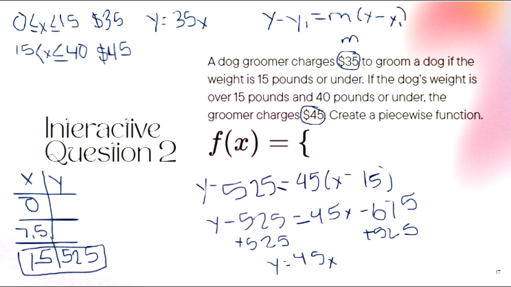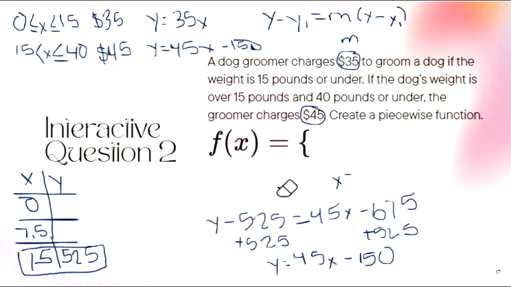And that is going to give us y is equal to 45x, and then I'm getting my calculator for that. That gives us 150 plus, oh no, it's minus. I apologize. Minus 150. Okay, so there's our formula for number 2. y equals 45x minus 150.